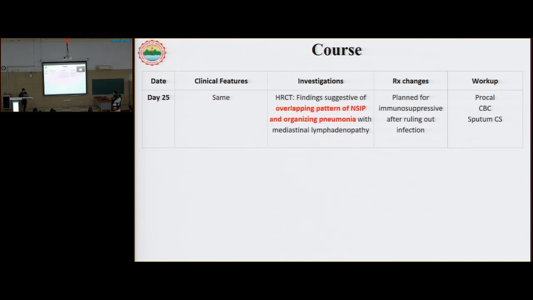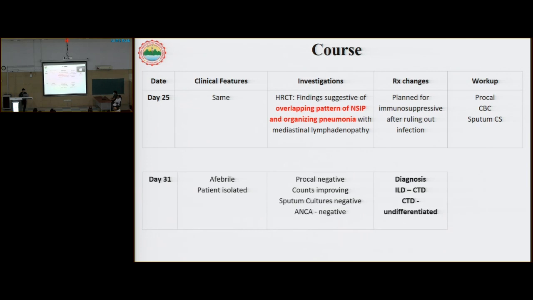So by day 25, we repeated an HRCT to see whether there was resolution in findings after the resolution of fever, and it was confirmed that the patient had an ILD pattern overlapping with NSIP and organizing pneumonia, with some mediastinal lymphadenopathy. So by day 30, a diagnosis of ILD with connective tissue disorder was made, keeping in mind the positive serology and the clinical presentation of the patient, and the patient was planned for immunosuppressive therapy.